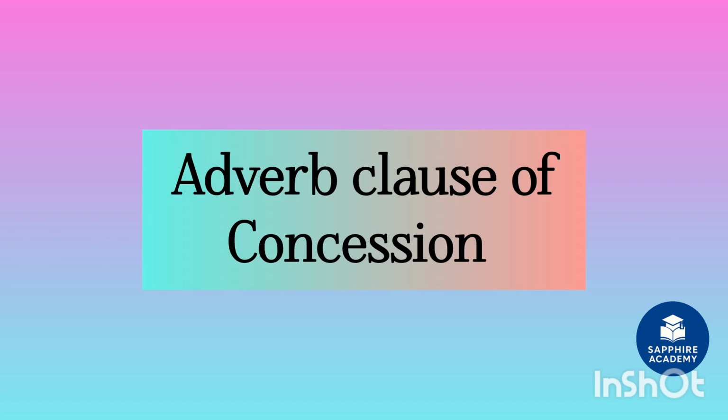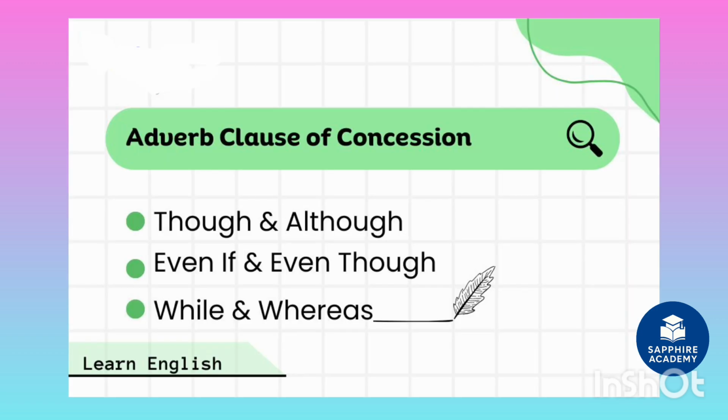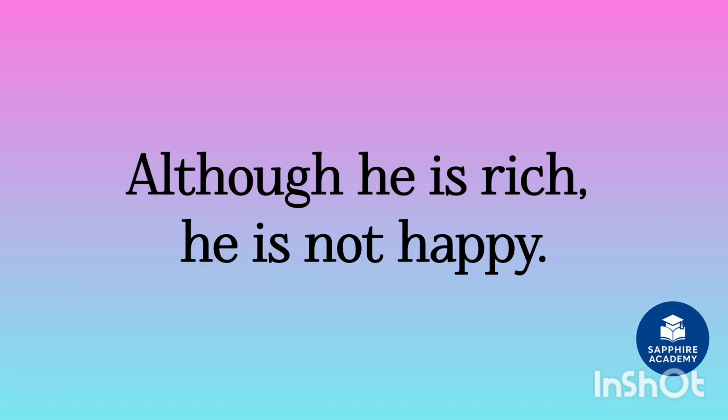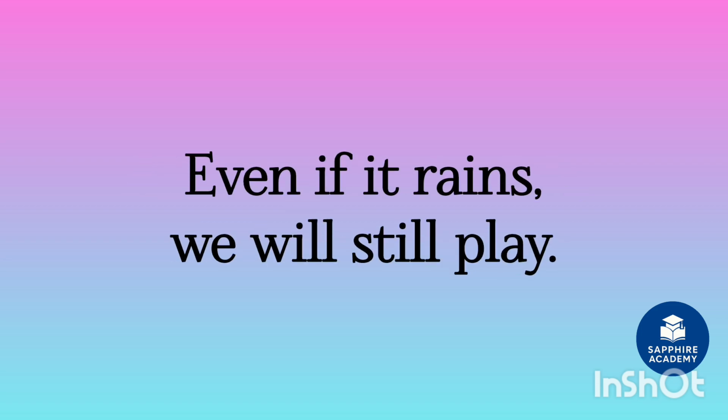Next is adverb clause of concession. It shows the contrast. Something happens despite another fact. Although, though, even if, while, whereas are the signal words. For example, although he is rich, he is not happy. Next is, even if it rains, we will still play.